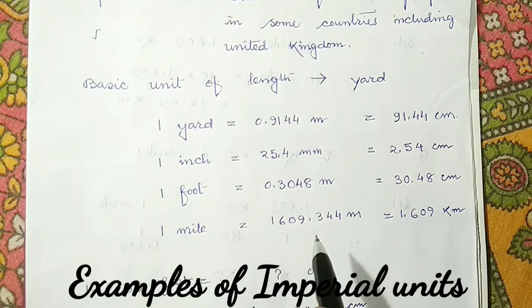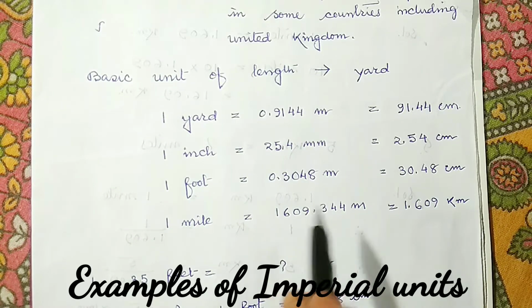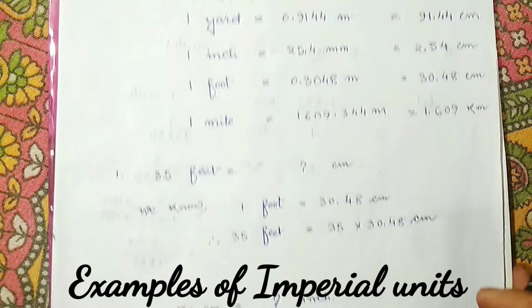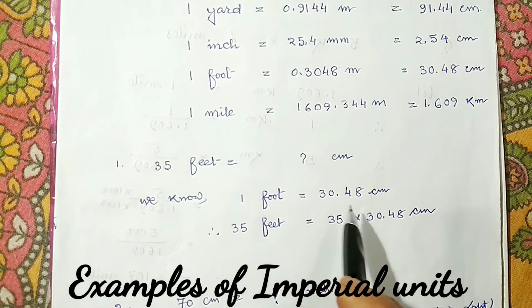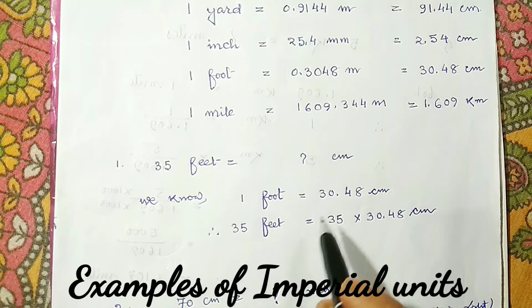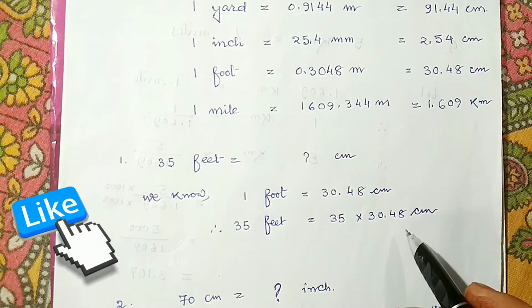Now suppose question is 35 feet equal to how much centimeter? We know the relation 1 foot equals 30.48 centimeter. So what we'll do, 1 foot equals 30.48, and if you want to convert 35 feet, since it will be more, you just multiply 35 into 30.48, and you will get the answer in centimeter.